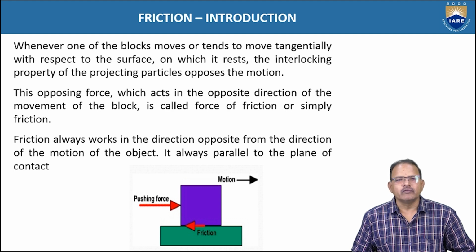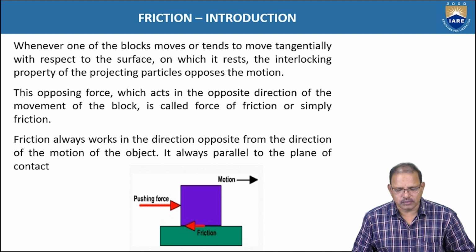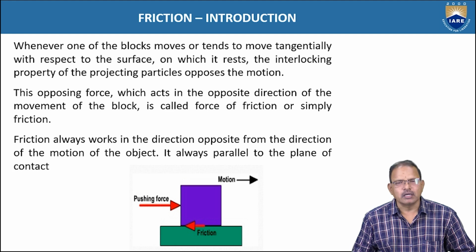That is, the friction always acts in the direction opposite from the direction in which the body tends to move. It is parallel to the surface of contact, or it is also called tangential to the surface.